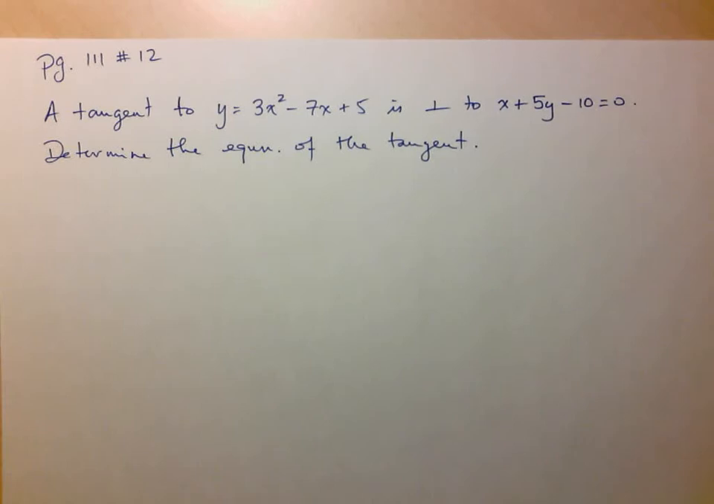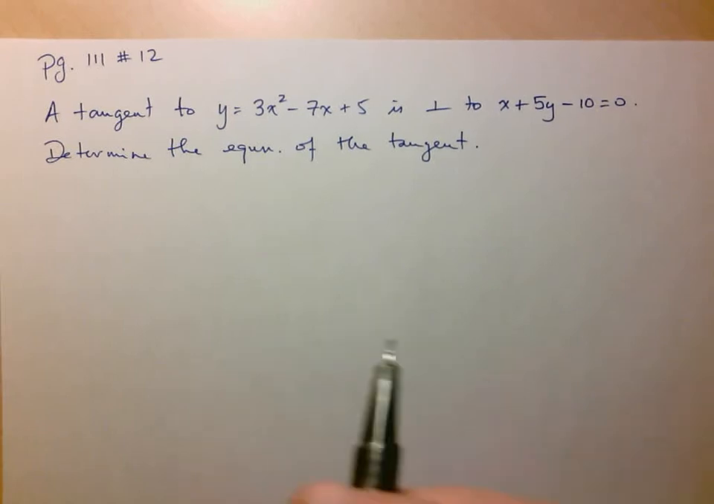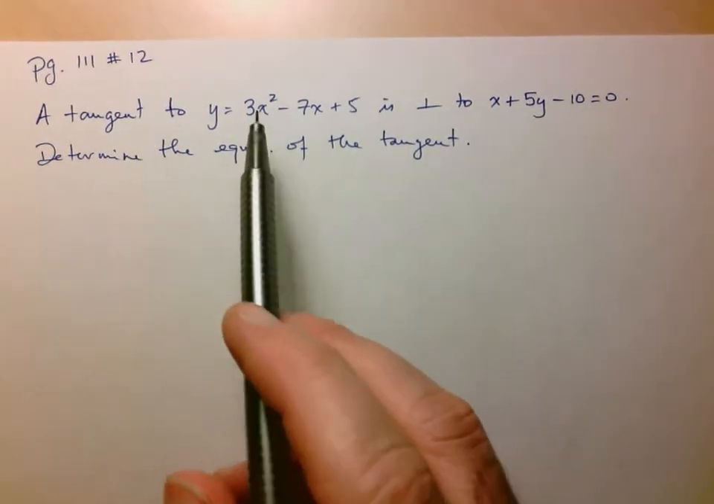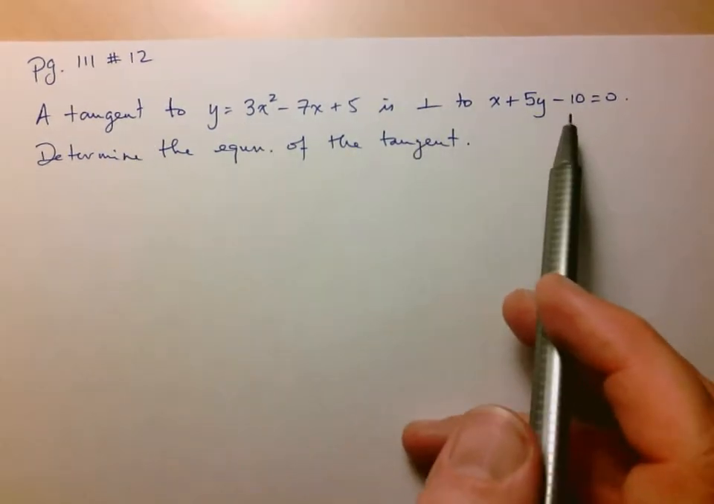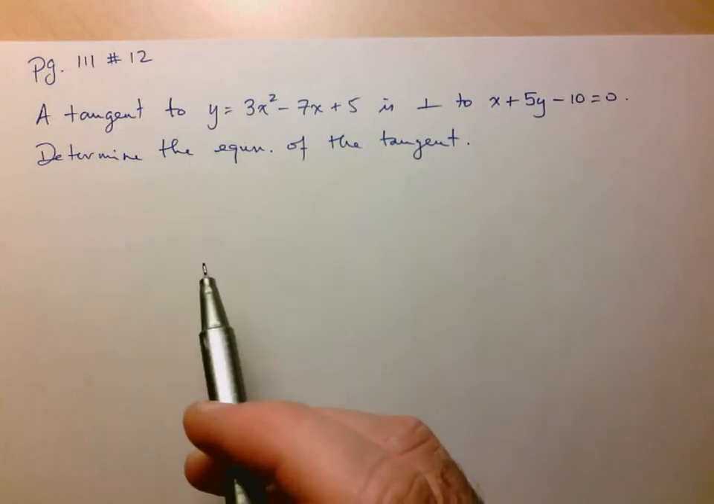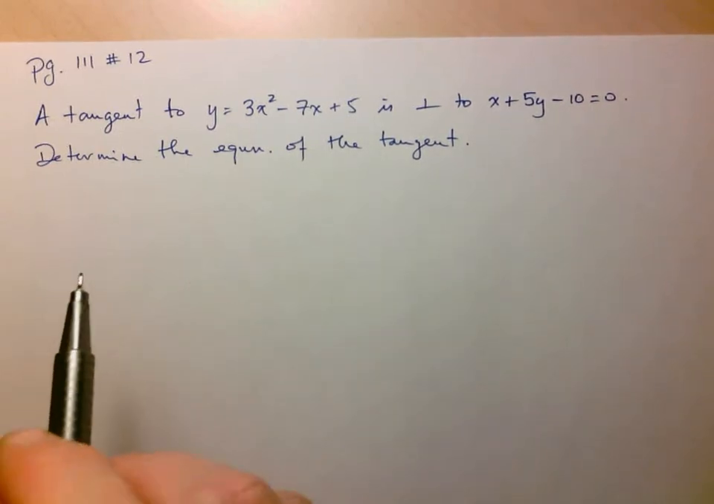Hi folks, we're going to take a look at number 12 from page 111. So here they give us this function here, and they say that a tangent to this function is perpendicular to this given line, and they want us to determine the equation of this tangent. Okay, so let's see what information we need.